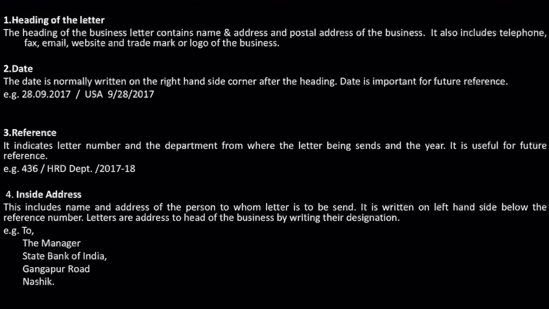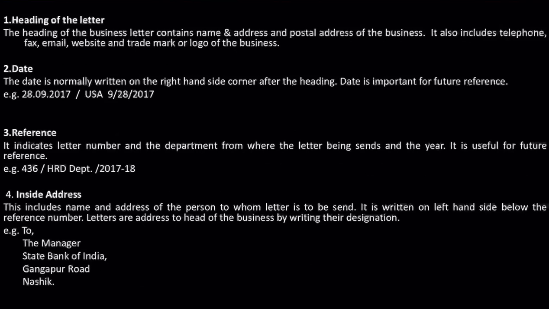As I mentioned earlier, first is the heading of the letter. The heading of the business letter contains the name, address and postal address of the business. It also includes telephone, fax, email, website, and trademark or logo of the business. Second is date. The date is normally written on the right hand side corner after the heading. Date is important for future reference. Some examples of dates are written.